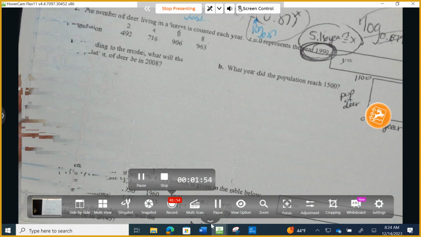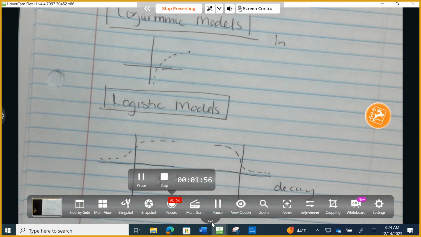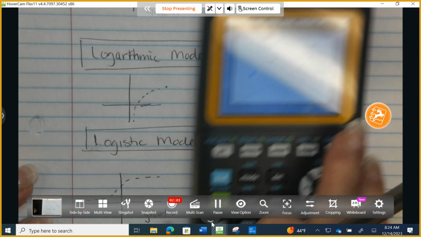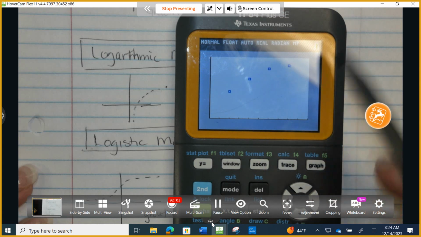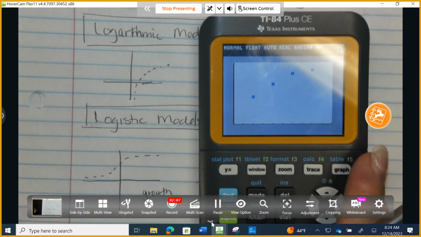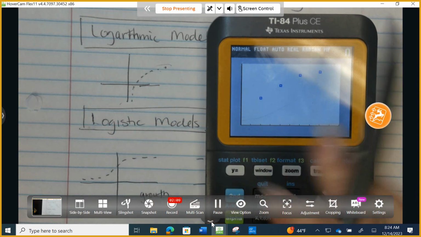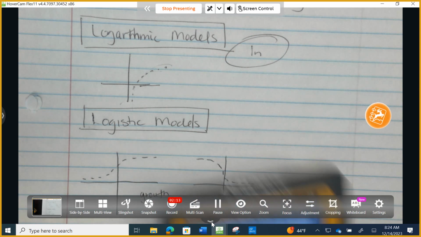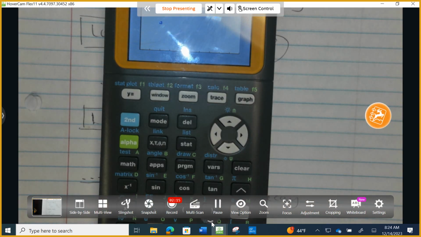Okay, so let's compare what I see here to the graphs that I'm given. Remember, it's a shape that's more like this. So I think that's going to represent a logarithmic model. We can see here, it looks like it's going to be right to me. And when we're using this, as Mr. McFarland said, we are going to use the natural log as we do that. Let's see if that works.